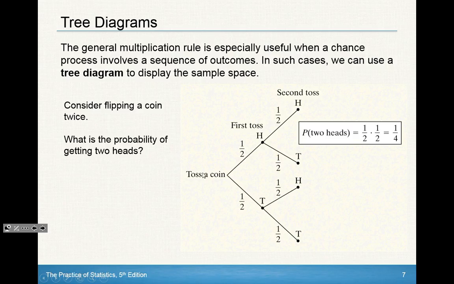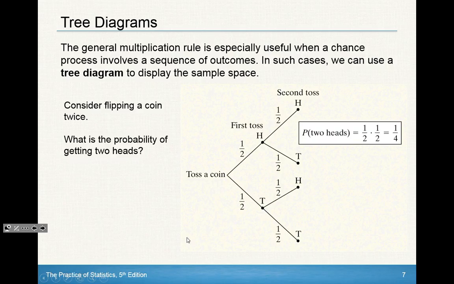So if you flip it one time, your possibilities are heads on your first toss or tails on your first toss. And then when you go to flip it a second time, if you got heads on your first toss, then your second toss could be a heads or a tail. But if your first toss was a tail, then again, your second toss could be a heads or a tail. So hopefully the tree diagram makes sense to you. They want to know the probability of getting two heads.